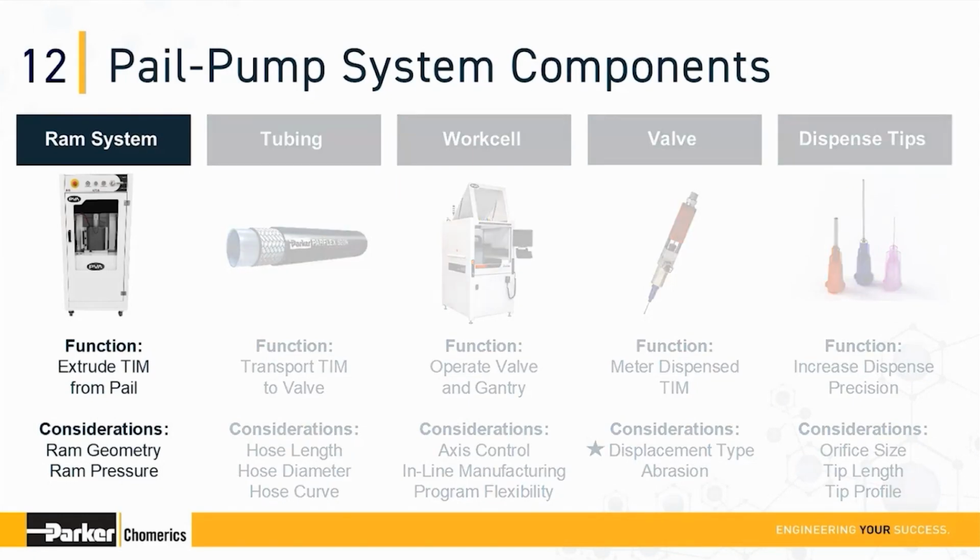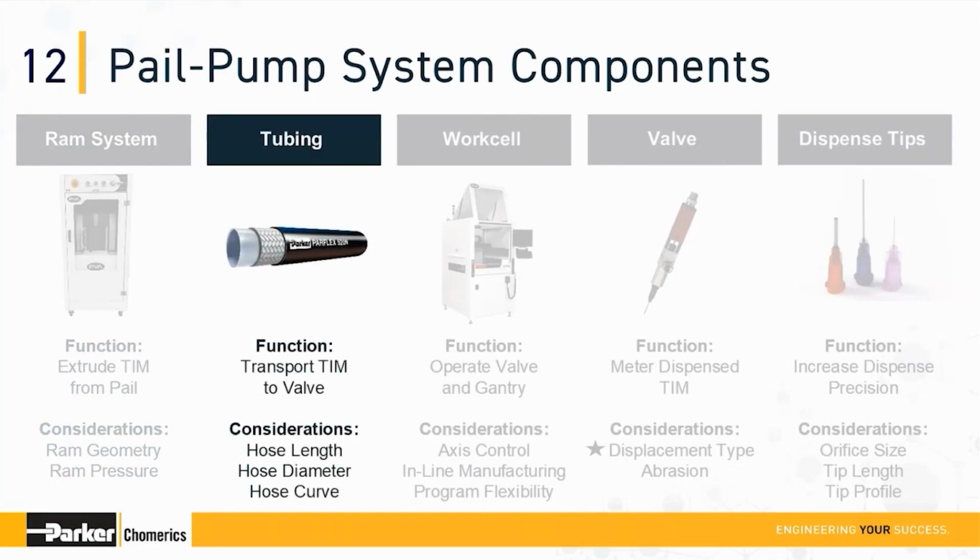The first component is the ram system, which is responsible for extruding the thermal gel from the 1 or 5 gallon pail. It's essential that the diameter of the hydraulic ram matches that of the gallon pail to prevent leaks around the seal as the system compresses the thermal gel. Comerix recommends releasing the pressure on the ram system to avoid warping the metal pail and packing the thermal gel, which can occur if the material remains under pressure for extended periods of time.